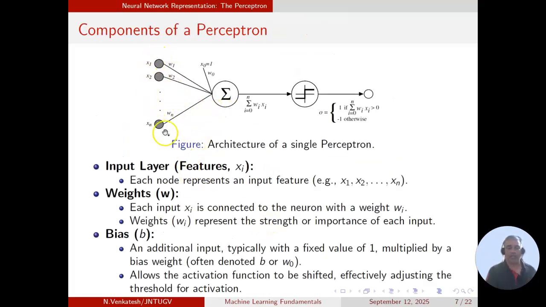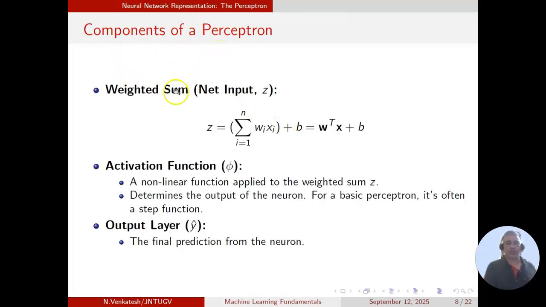So you have an input layer, where from an external source we get input x1, x2, and so on up to xn, and each input is connected to a neuron with some weight that is represented with Wi, and Wi represents the strength or importance of each input. And you have a bias, an additional input, which acts as a threshold in deciding when to take a positive class and when to take a negative class.